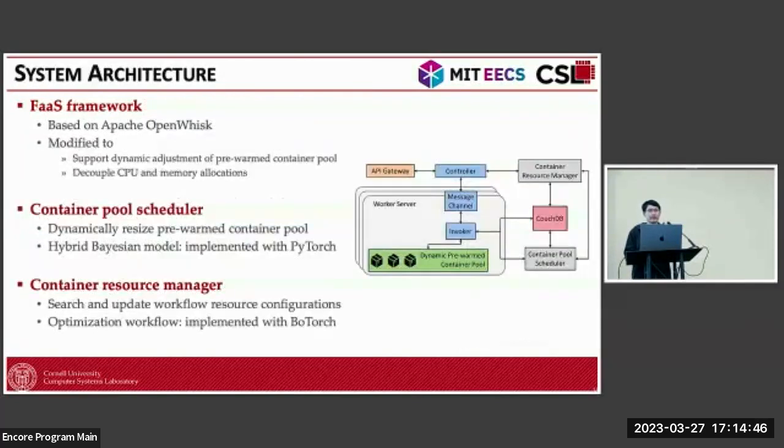So here we show the system architecture of AQUATOPE. We built our system over Apache OpenWhisk, which is a widely used open source FaaS platform that powers IBM Cloud Functions. The figure on the right shows our system implementation. We modified OpenWhisk to support dynamic adjustment of the pre-warm container pool and decouple the CPU and memory allocation for each function. Compared to the original architecture, we also add a container pool scheduler to dynamically resize the pre-warm container pool at 1-minute intervals. We also create a container resource manager to search and update registered workflows' resource configuration.